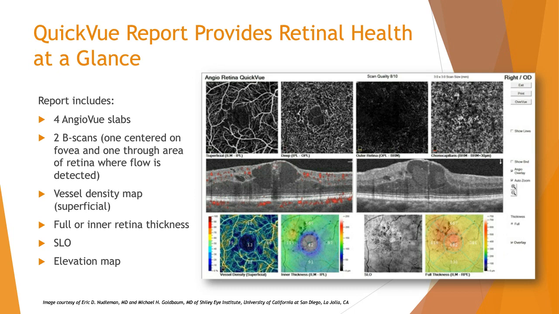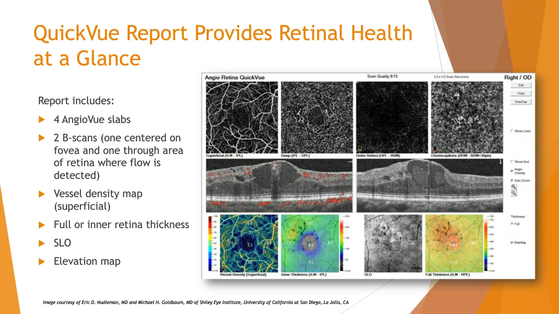On the top, you have your 4 angiogram slabs. Underneath, you have your B-scan with and without flow overlay. And on the bottom, you have your vessel density map, you have 2 thickness maps, and you have an en face cut. So if you see something that you want to look at in more detail, you certainly can exit out of this screen and start to play around and move things. But for quick, fast, and easy interpretation, you can look at this slab and make a clinical decision pretty quickly.